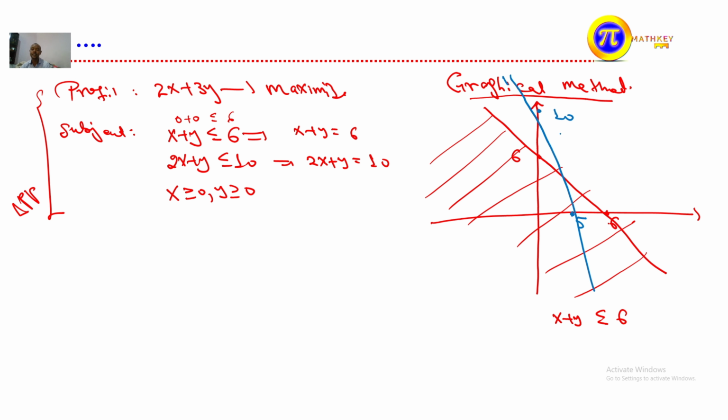Here we go. This line is 2x plus y equals 10. To check whether the shading is on this region or on the opposite side, let's take the test point 0, 0. We take 0 plus 0. 0 plus 0 is less than or equal to 10. Yes, it is true. So we shade on this region.